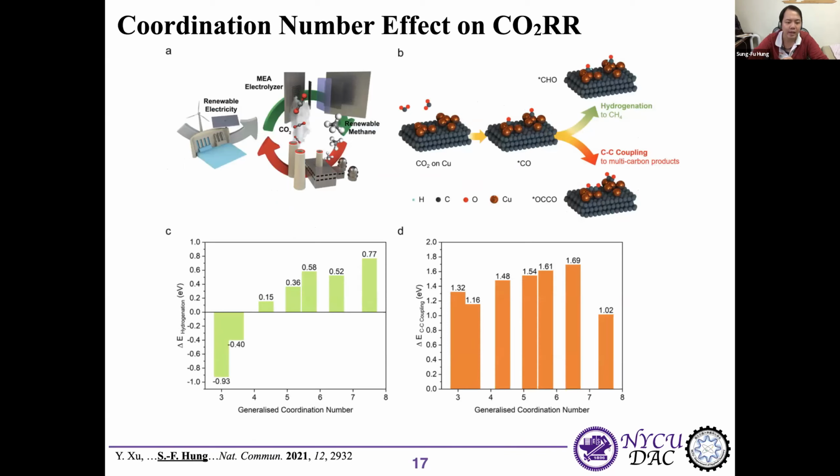Okay, so in another case, we studied the coordination number effect of the copper catalyst on the selectivity of the carbon dioxide reduction reaction. The catalytic mechanism contains two reaction paths. The upper one is the hydrogenation of the carbon monoxide intermediates to produce methane, and the other one is the C-C coupling of the carbon monoxide intermediates to produce multi-carbon products.